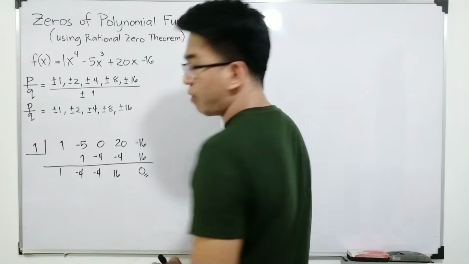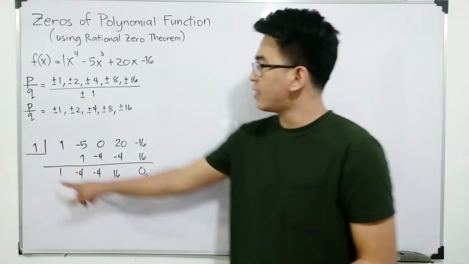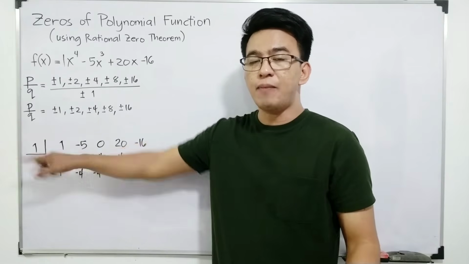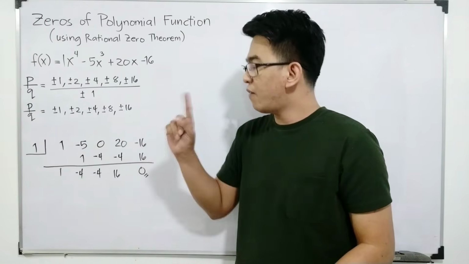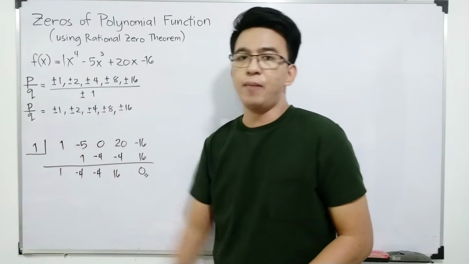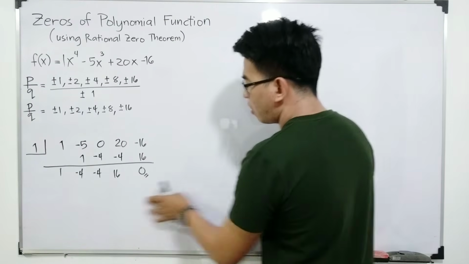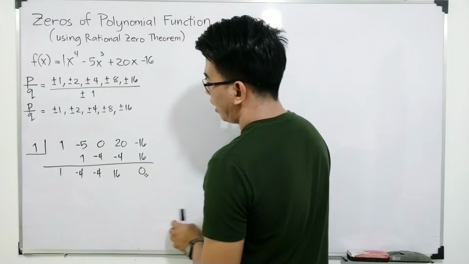As you can see, this is our remainder, 0. Ibig sabihin nito guys, one of the zeros, di ba apat yung hinahanap natin? One of the zeros is itong 1 na meron tayo. So, convert natin to another equation.